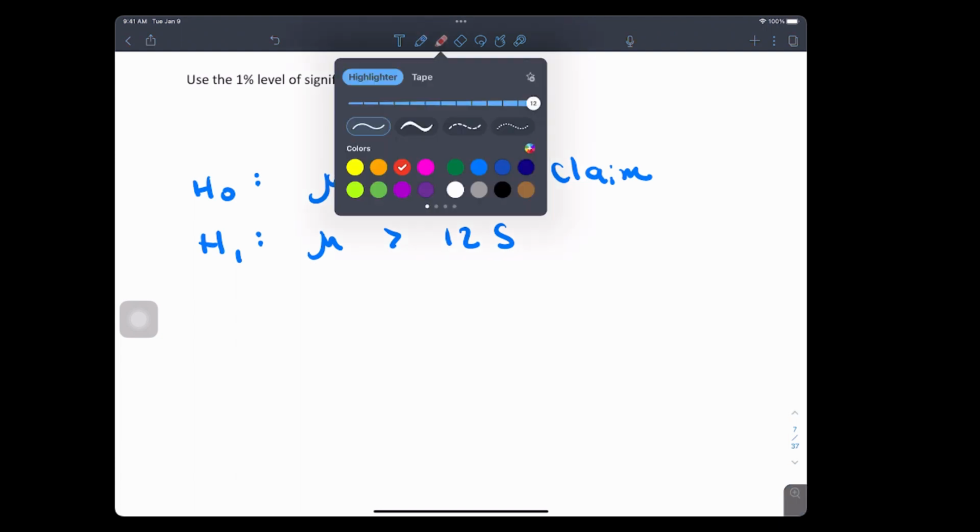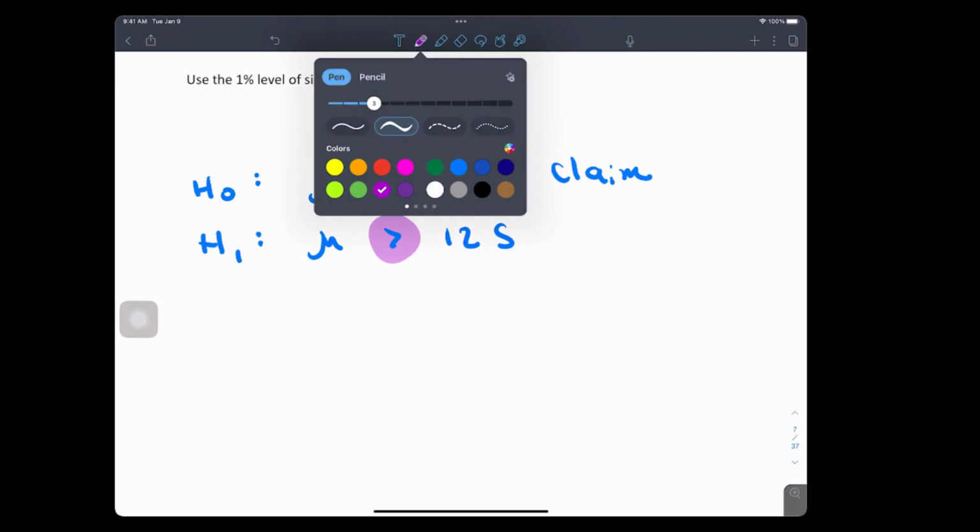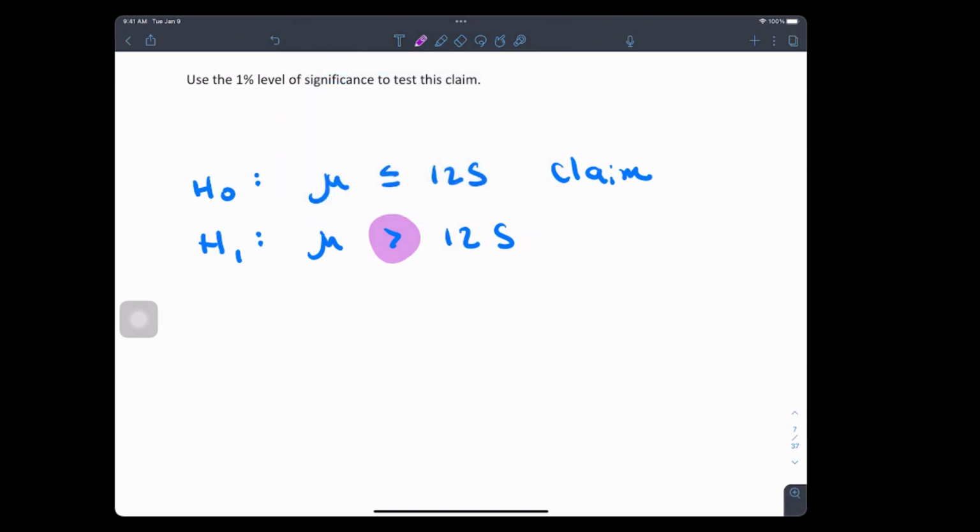Now, I'm going to remind you guys of something important here. You see that arrow in the alternate hypothesis? That tells you the test. We need to know that, though. What kind of test is this? Good. You say, well, how do I know that? It's pointing to the what? To the right. Right tail.